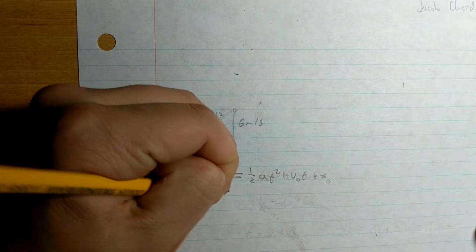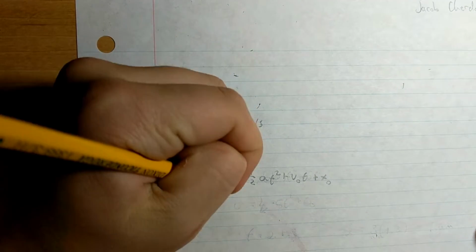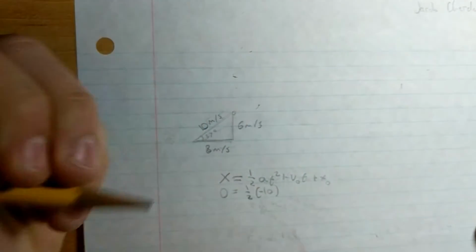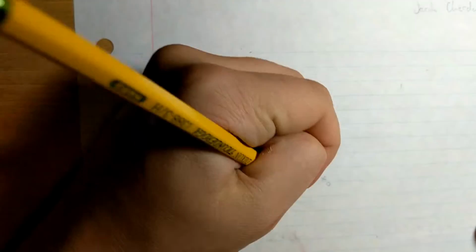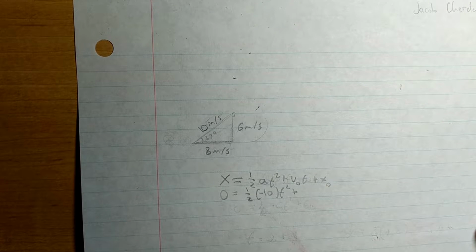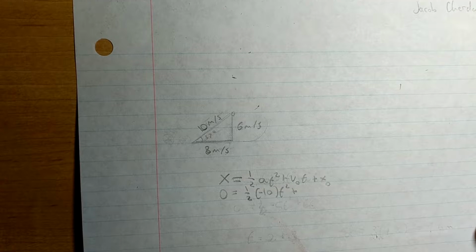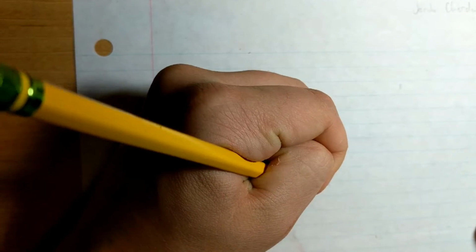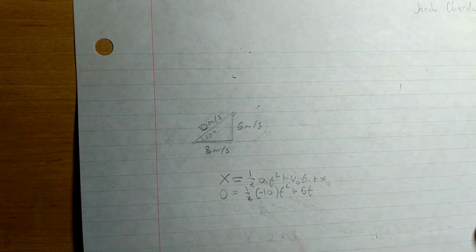To fill it in, we're going to put in 0 for the position that we want to know our time at. We have 1/2 times our acceleration, which is going to be the acceleration of gravity, negative 10 meters per second squared, times t squared, plus our initial velocity, which in this case is going to be 6, because we're looking for when it is at 0 meters, when its position is 0. So we're going to be using our vertical velocity. So there we go, 6 times t, and then we have no initial position here.